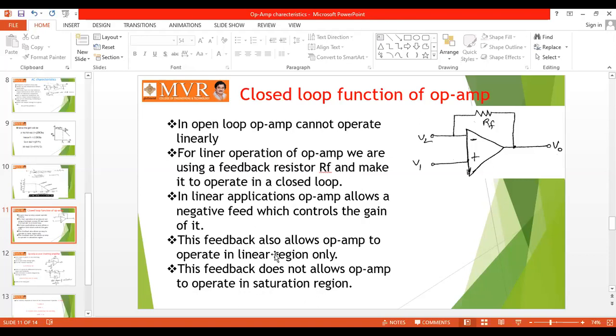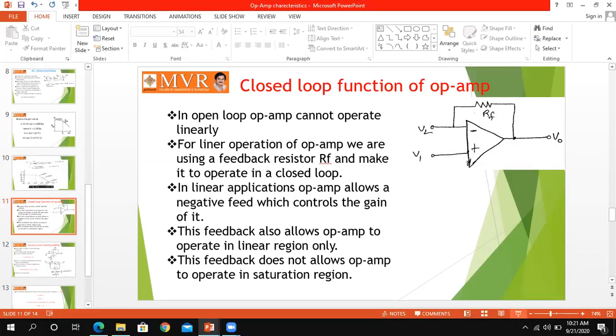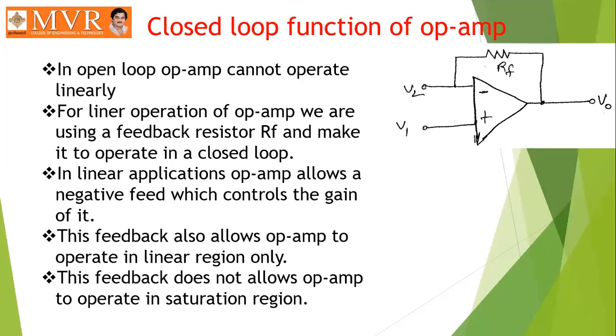That means we cannot control the gain of the operational amplifier. If you want to control the gain of the operational amplifier, that can be controlled with the help of feedback only. So by providing the feedback resistance, as you can observe from this circuit, RF, there will be a control on the input signal, and this control will modify the gain of the operational amplifier.